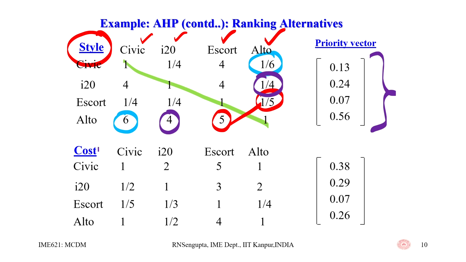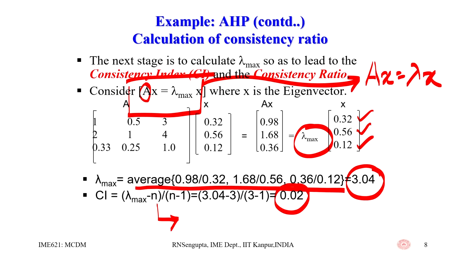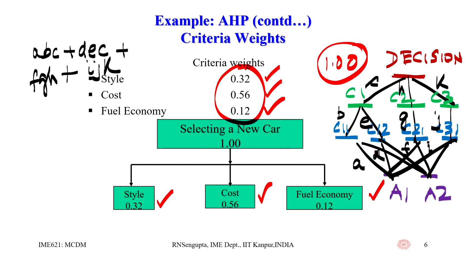Similarly, when the same decision maker tries to find out the cost criterion for all the 4 alternatives, again the principal diagonal is 1 and the off-diagonal entries are reciprocal, and the priority vector comes out to be this. If you want to compare this value, we have done it for the case of selecting the car, where the priority vectors or weights were coming out to be 32, 56, 12. I am again saying the values without the decimal.